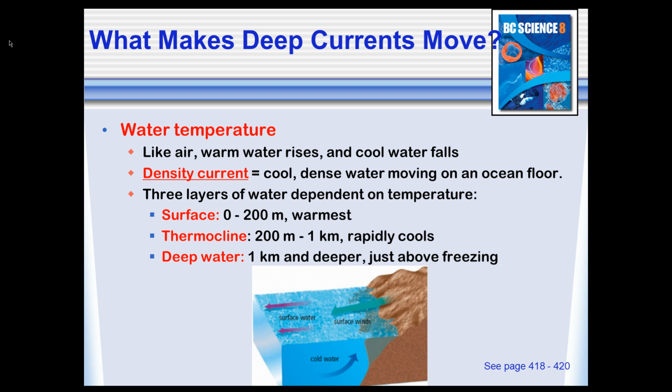We have three distinct layers that depend on temperature. The surface, 0 to 200, that's warmest, right? Sunlight penetrates a certain amount and warms it up. The second section there from 200 meters to 1,000 meters, we have the thermocline, we have rapid cooling occurring, and we have a distinct change in temperature happening. And below 1 kilometer, we have what we call deep water. This water is mostly the same temperature. It's just above freezing, right around 4 degrees or so.